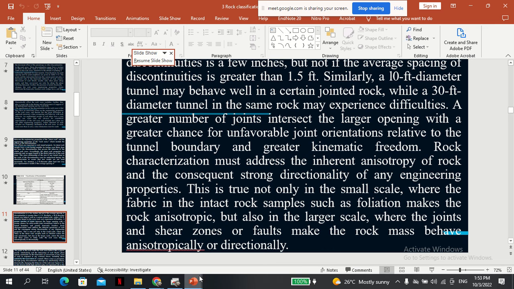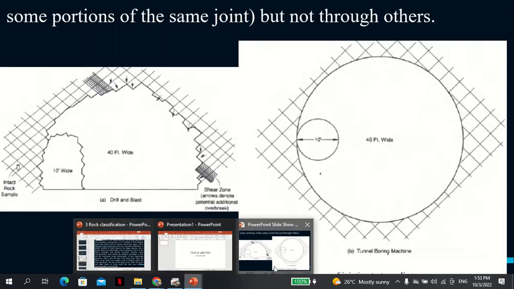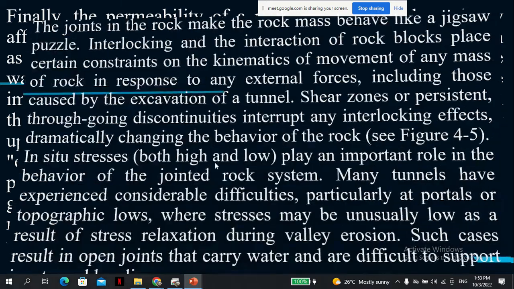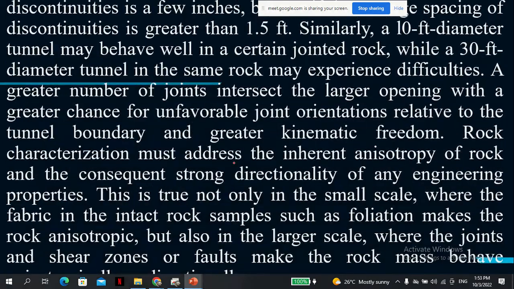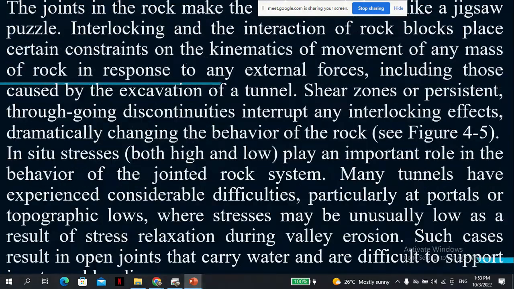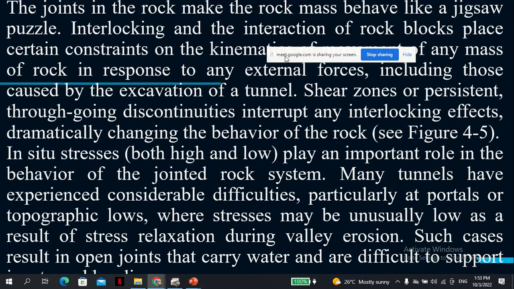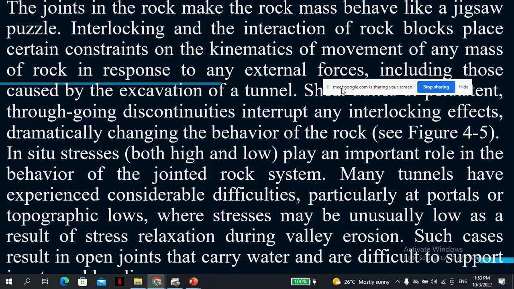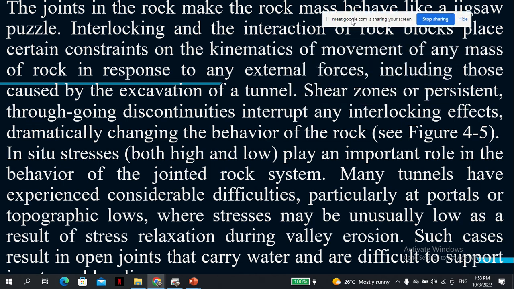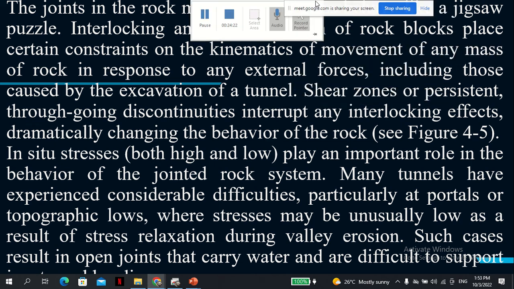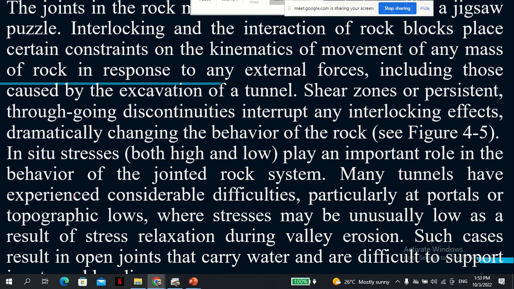behave anisotropically or directionally. So the joints in the rock make rock masses behave like a jigsaw puzzle, where interlocking and the interaction of the rock blocks place certain constraints on the kinematics.